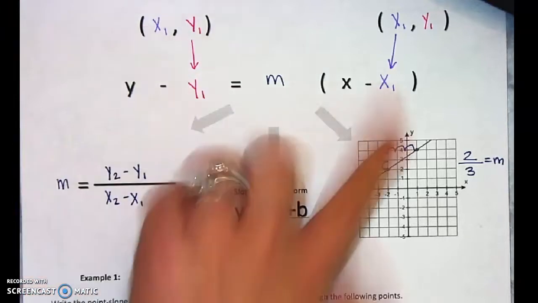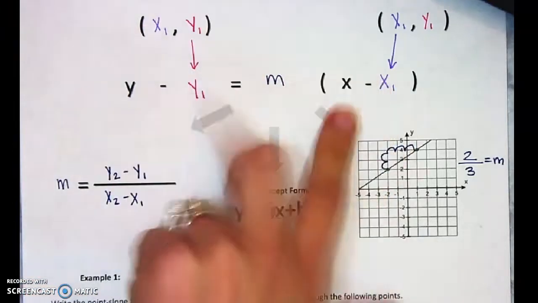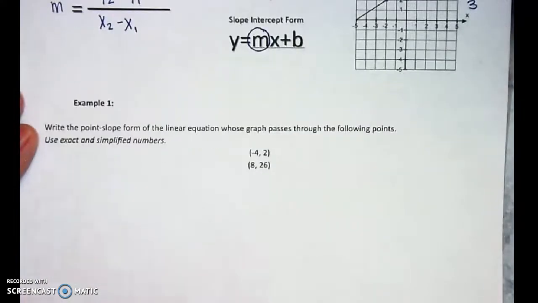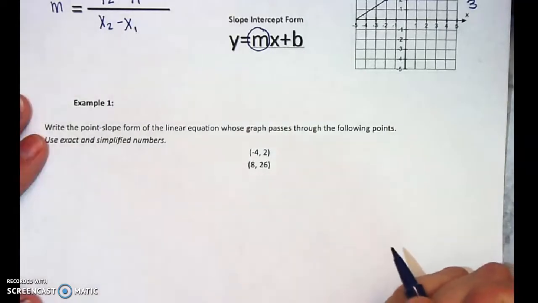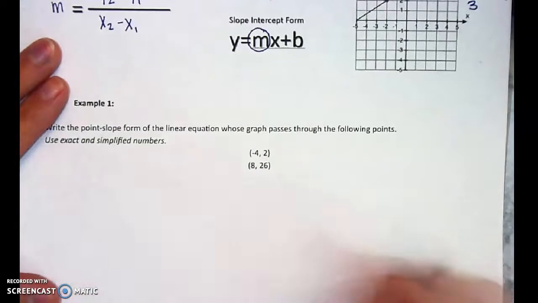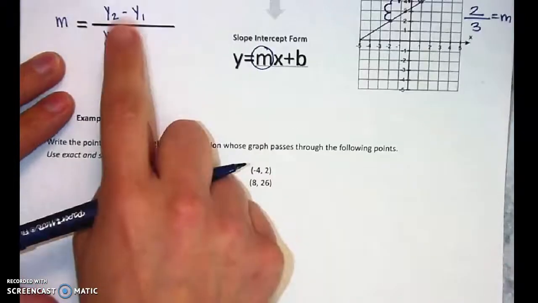This is where the point comes from. If we're just given a point, you just insert those right there. So for example 1, write the point-slope form of the linear equation whose graph passes through the following points. Use exact and simplified numbers. Okay, so if we're given 2 numbers right here, we first need to find our slope, right?